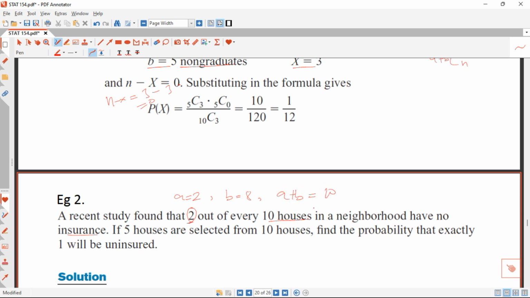A plus B will be given as 10, right? And then we are left with our n. So our small n will be given as 5, since 5 houses are selected from the 10 houses. So these 5 houses are selected at random from the 10 houses. So here our n is equal to 5, right?